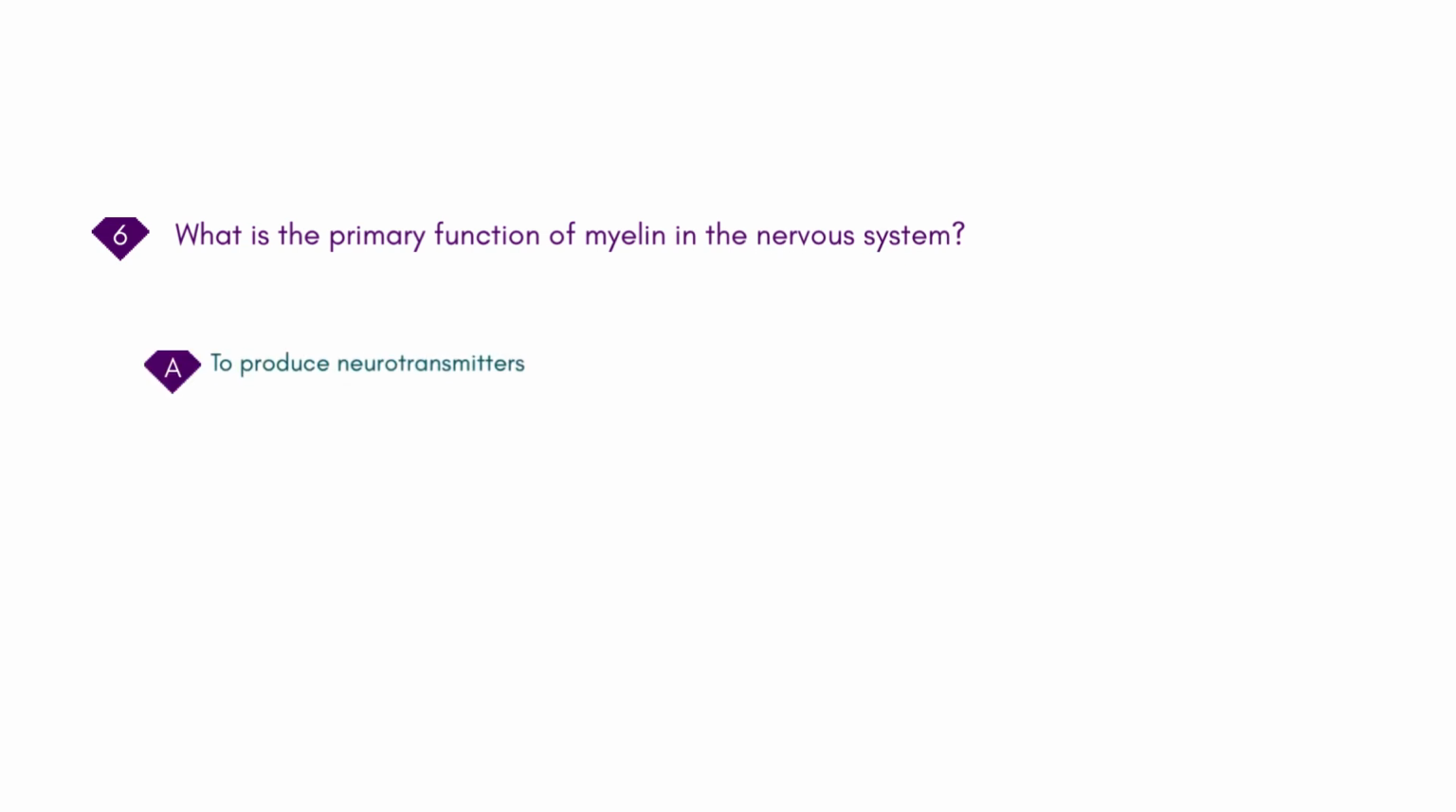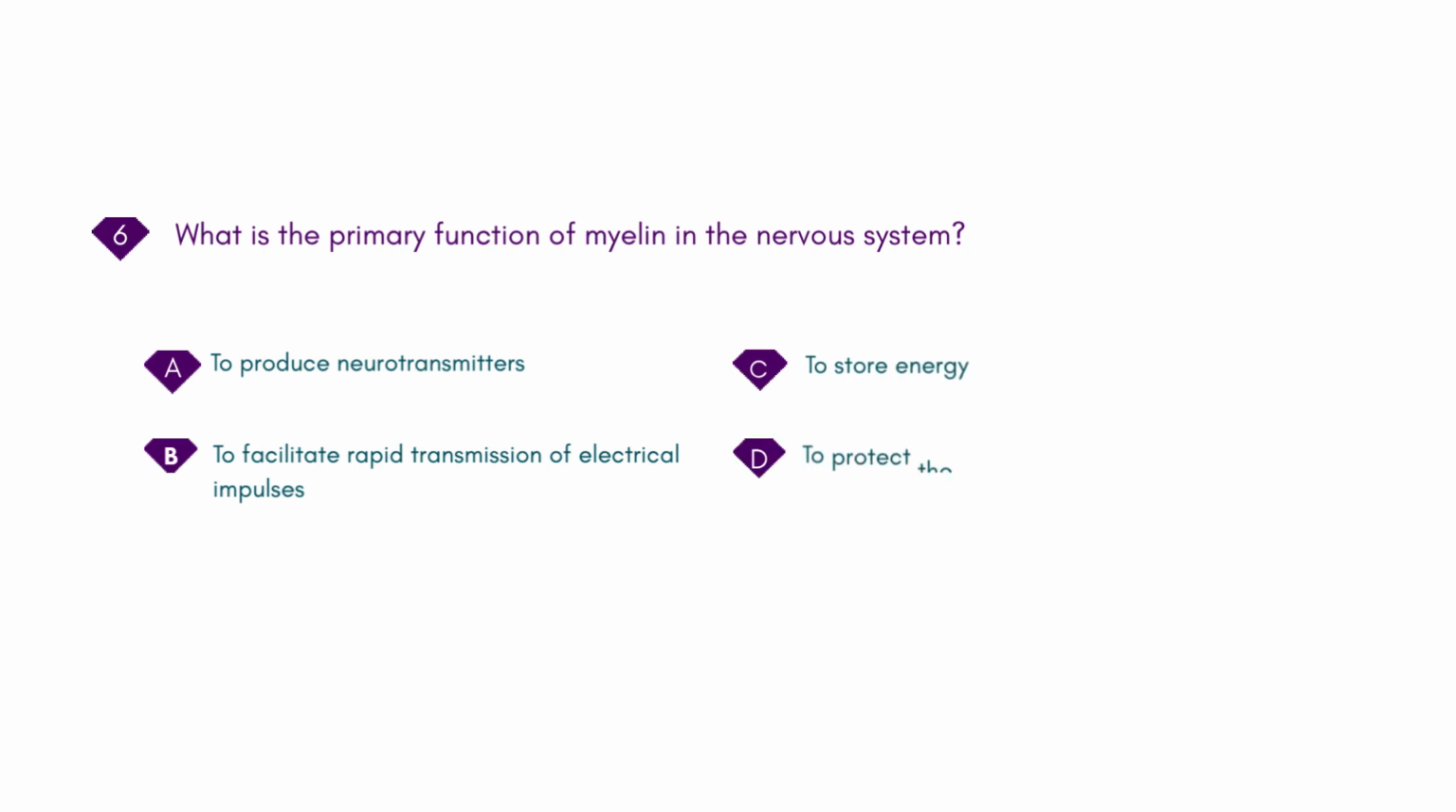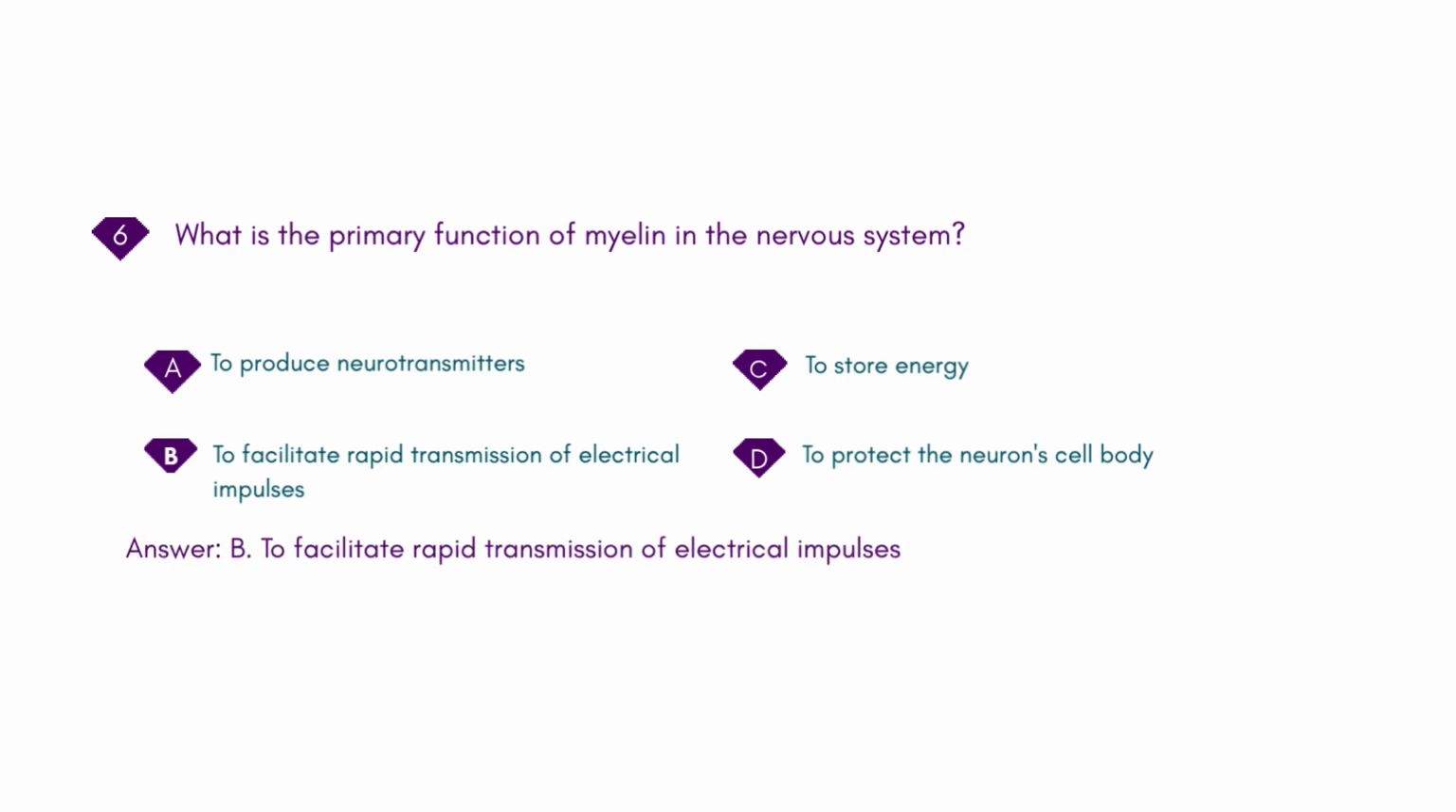A. To produce neurotransmitters. B. To facilitate rapid transmission of electrical impulses. C. To store energy. D. To protect the neuron's cell body. Answer: B. To facilitate rapid transmission of electrical impulses.